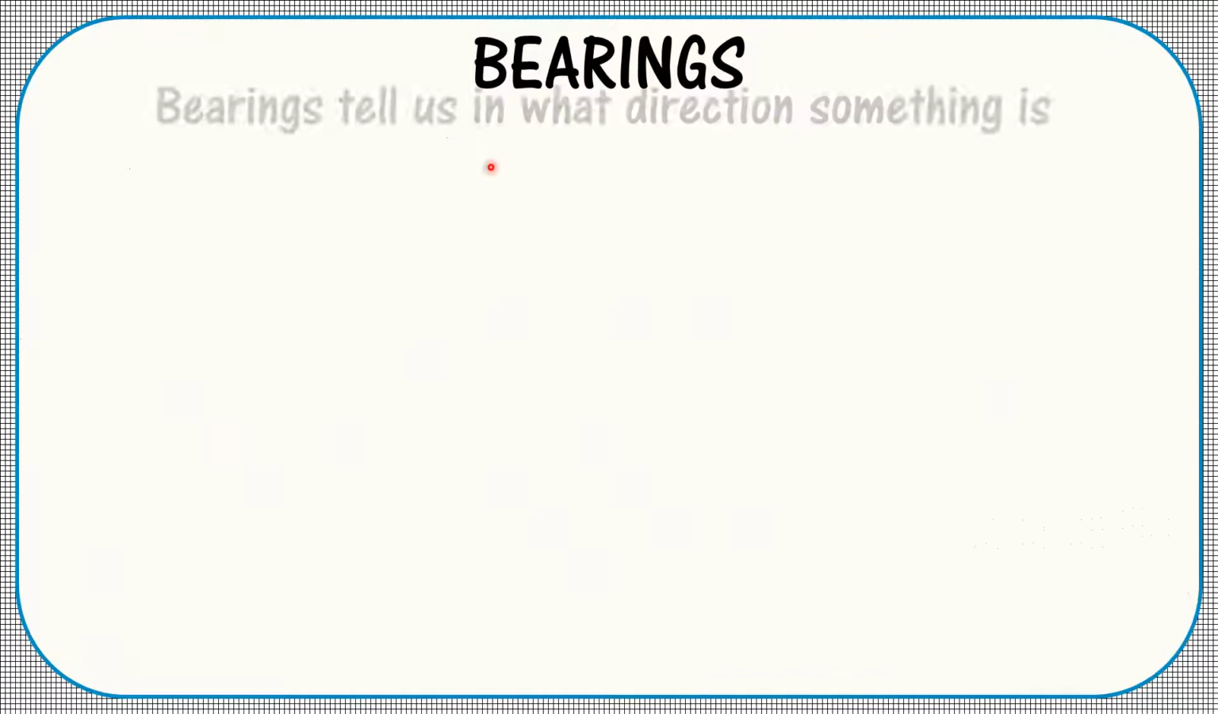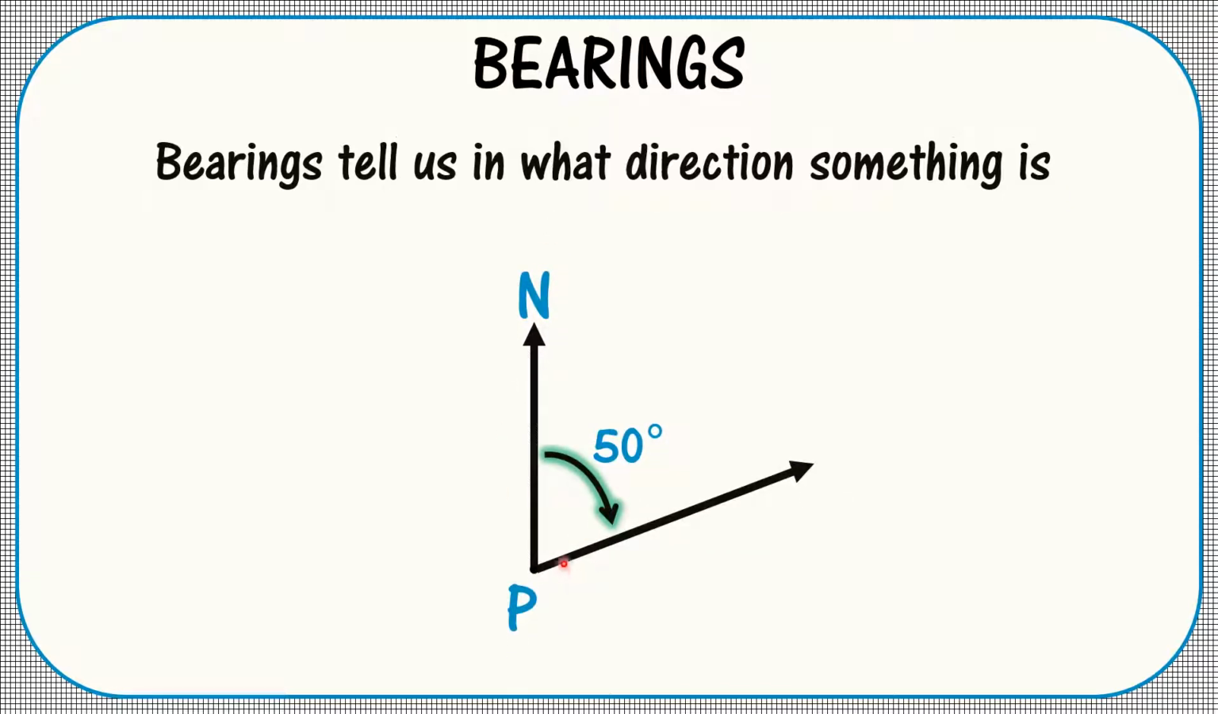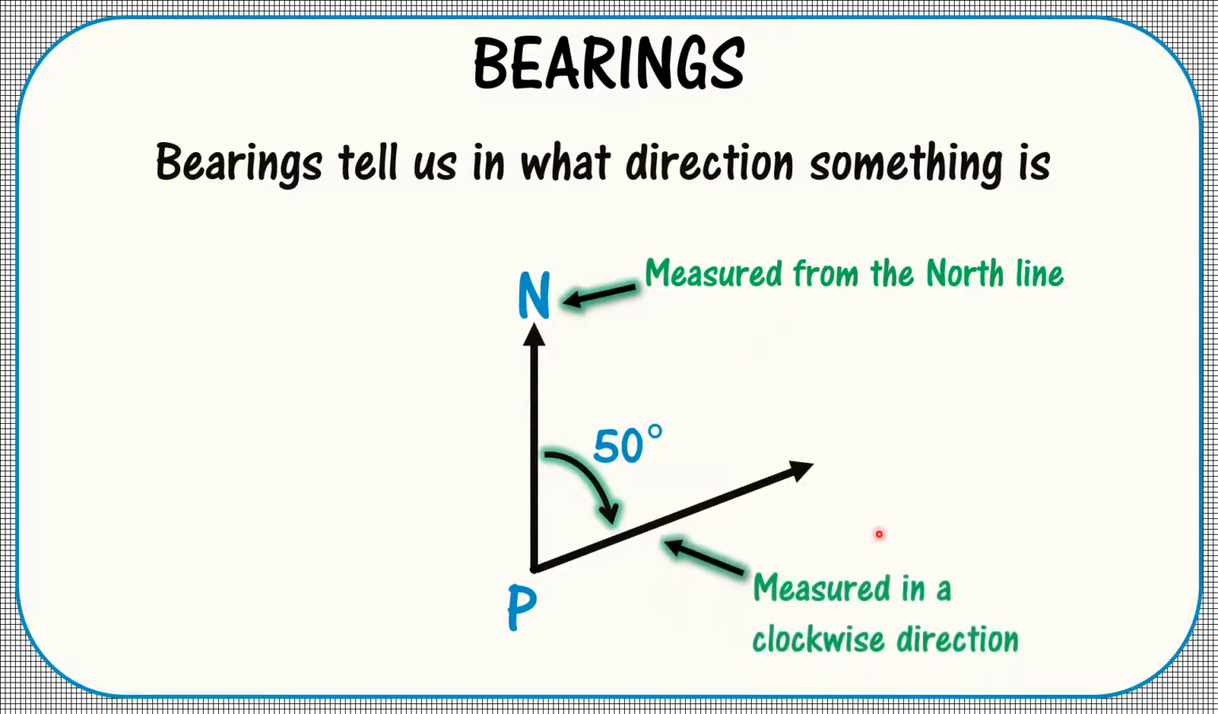So what are bearings? Bearings tell us in what direction something is. As we are dealing with direction, we are dealing with angles. For example, we have this point P. There are three bits of information we need to know about bearings. The first is that it is measured from the north line. The second is that it is measured in a clockwise direction.